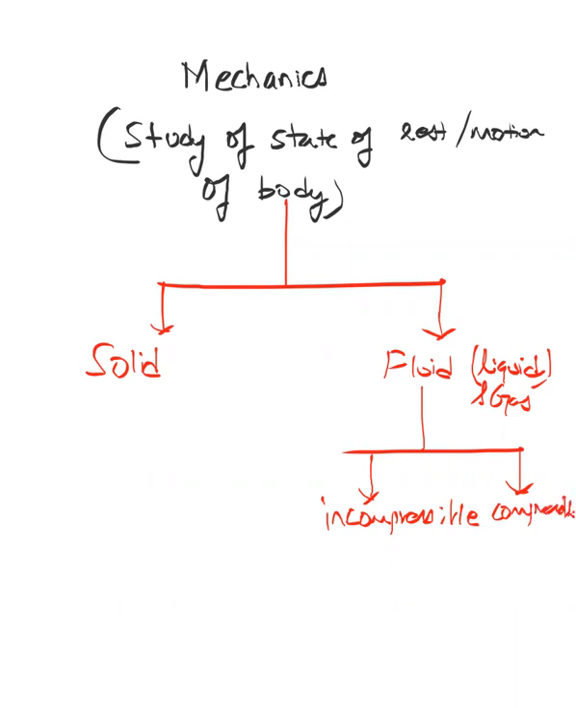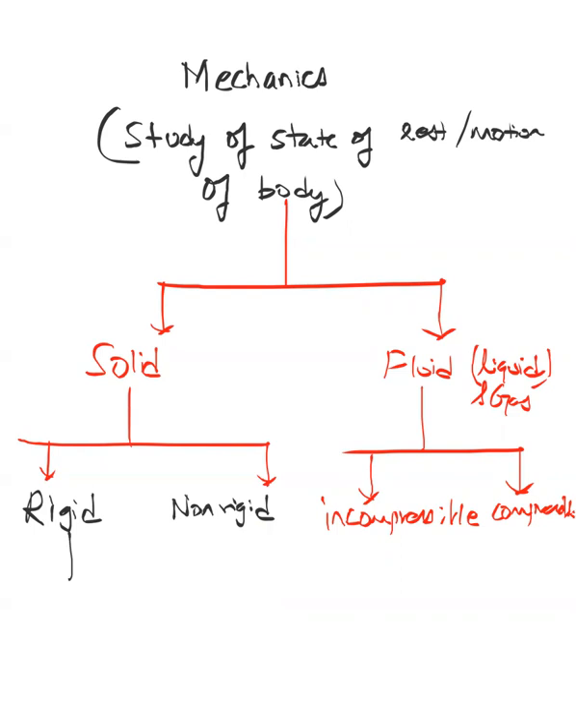And solids are also of two types. One is called the rigid solid. Second is nothing but what we call non-rigid, or elastic. Let me write non-rigid now. Rigid means, when we apply force, the shape of the body or the size of the body, anything will not change.